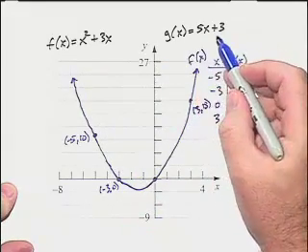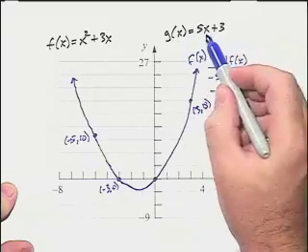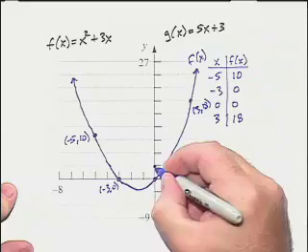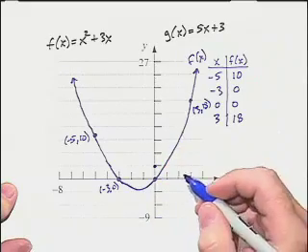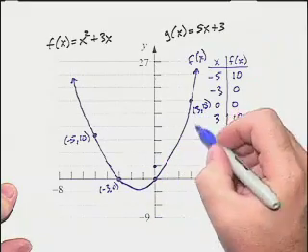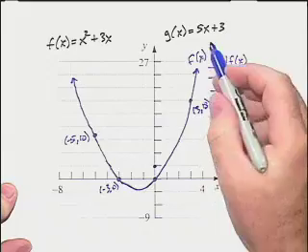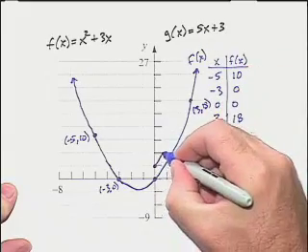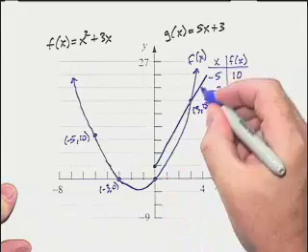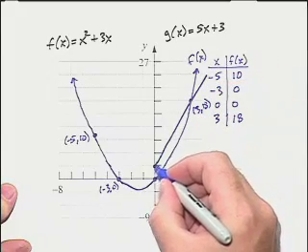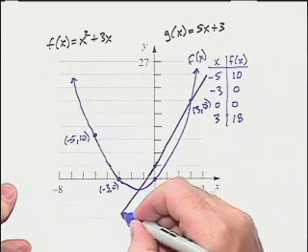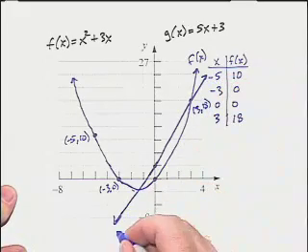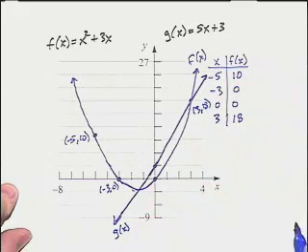G of x is a linear equation. So we have a linear function here. The y-intercept is 3. We can plot that. And we can pick one other point. Say x is equal to 3. If x is 3, g is 18. So we'll connect these 2 points. And that's the graph of g of x.